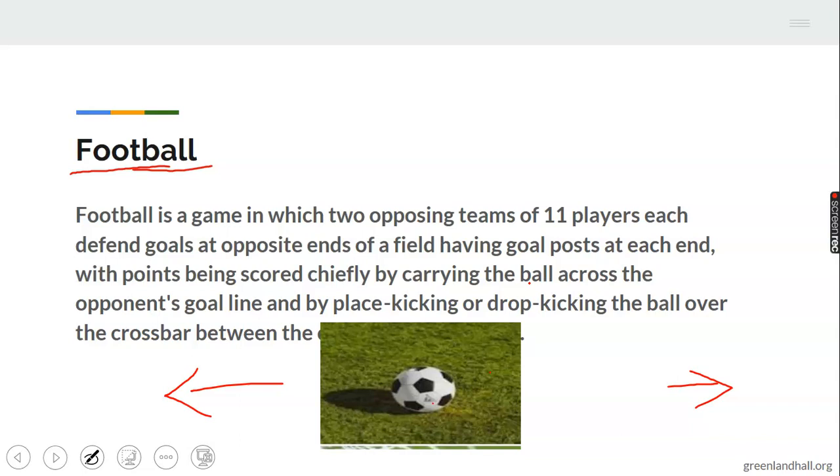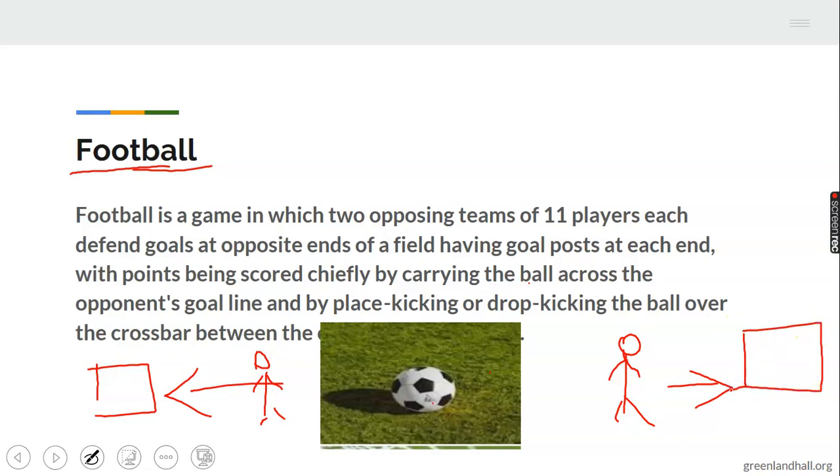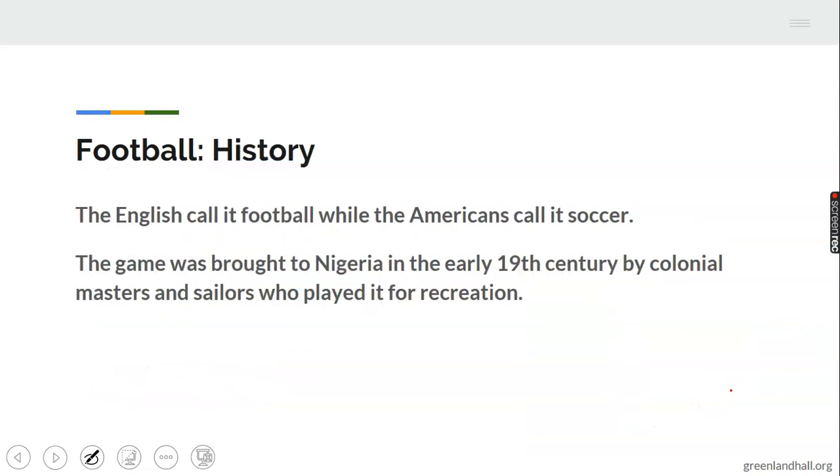We have two opposite ends. The players on this side want to score into the goalpost that we have here. The same thing, the players on this other side too, their aim is to score into the goalpost at this other end. That is what football is. And then they defend, they dribble, just to make sure that the ball, just one ball, gets into the net of the opponent.